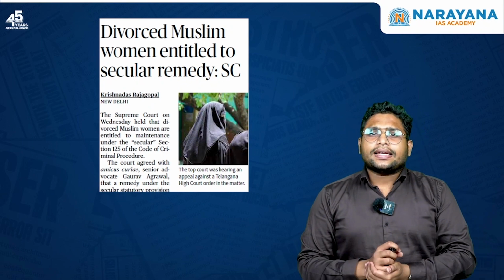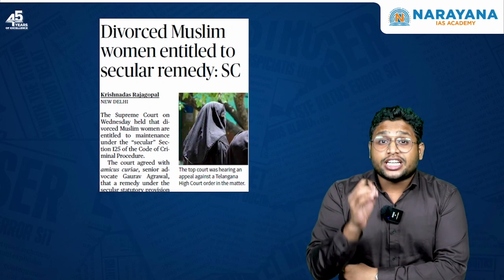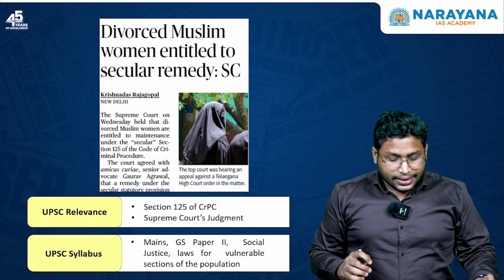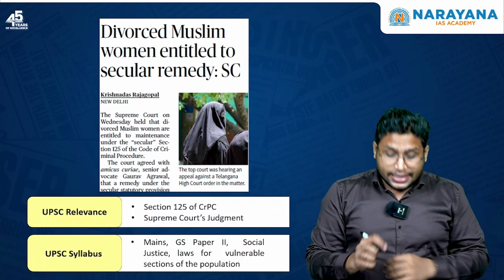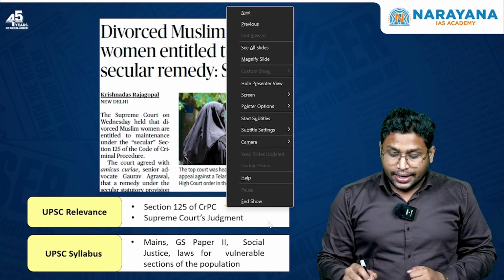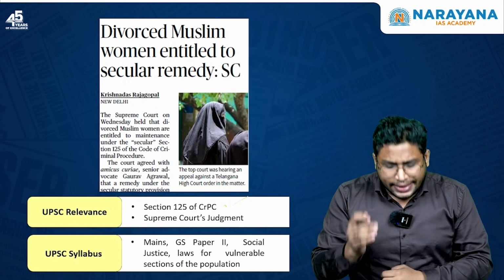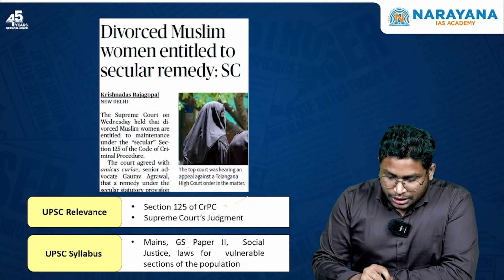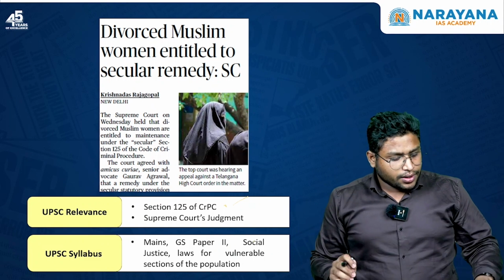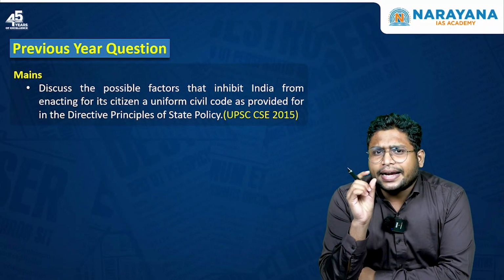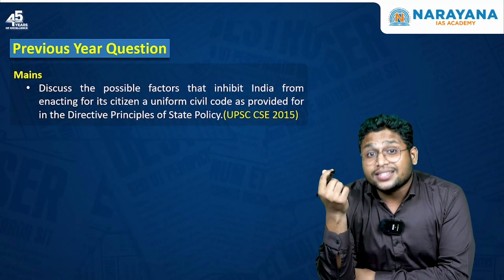So the first article is about the Supreme Court's judgment on Muslim women's right to get maintenance. This article is important, and we need to study Section 125 of CrPC and the earlier Supreme Court judgments related to the same issue. You can relate it with the syllabus of GS Paper 2, social justice. We can first look at one previous year question so that we can get an idea about what kind of questions can be asked in the paper.